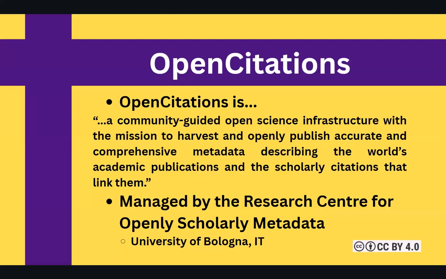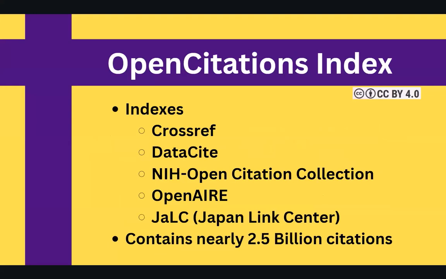But to get started, OpenCitations is a community-guided open science infrastructure with the mission to harvest and openly publish accurate and comprehensive metadata describing the world's academic publications and the scholarly citations that link them. This is primarily managed by the Research Center for Open Scholarly Metadata out of the University of Bologna in Italy. OpenCitations primarily indexes Crossref, DataCite, the NIH Open Citation Collection, OpenAIRE, and JaLC, the Japan Link Center, and it contains nearly 2.5 billion citations.